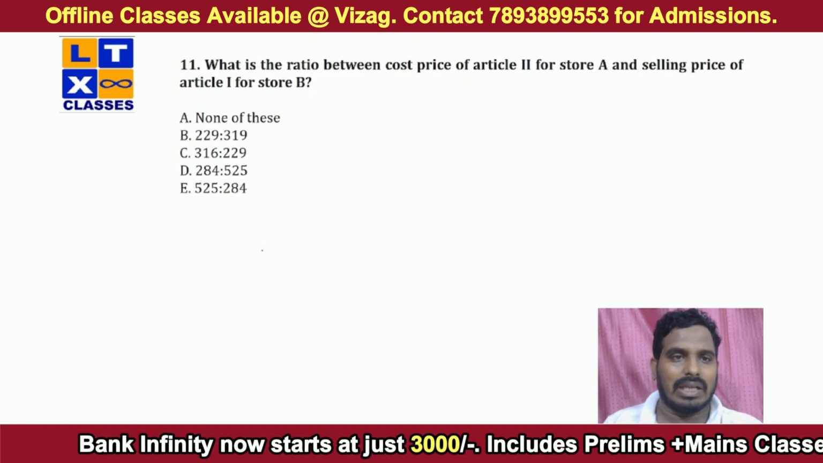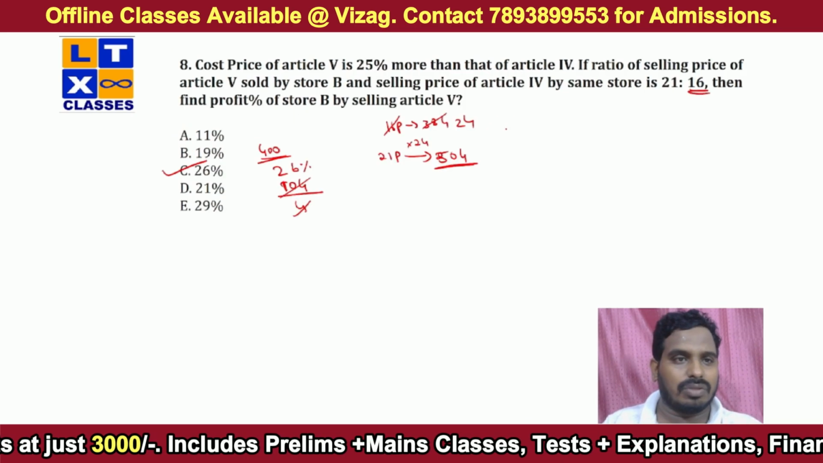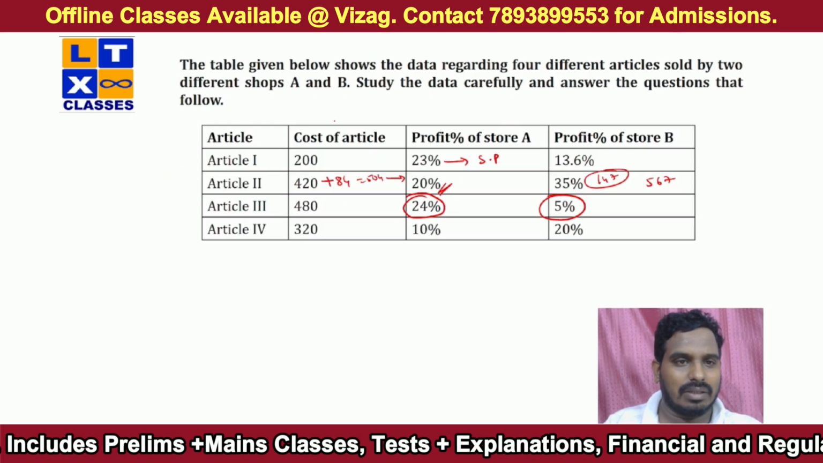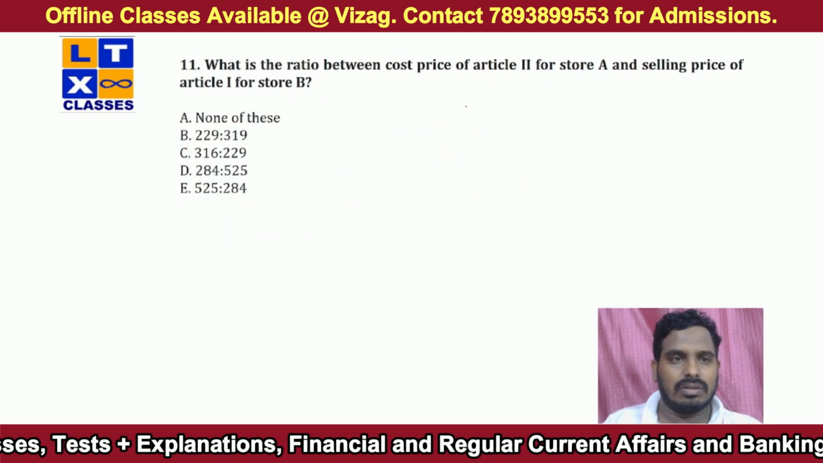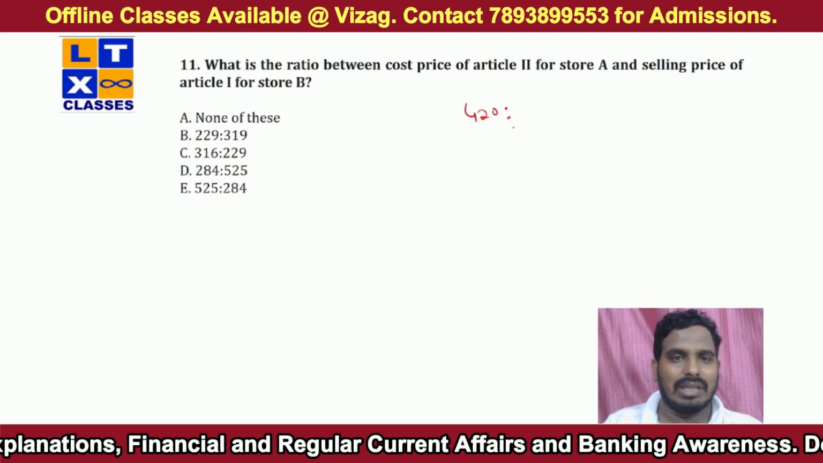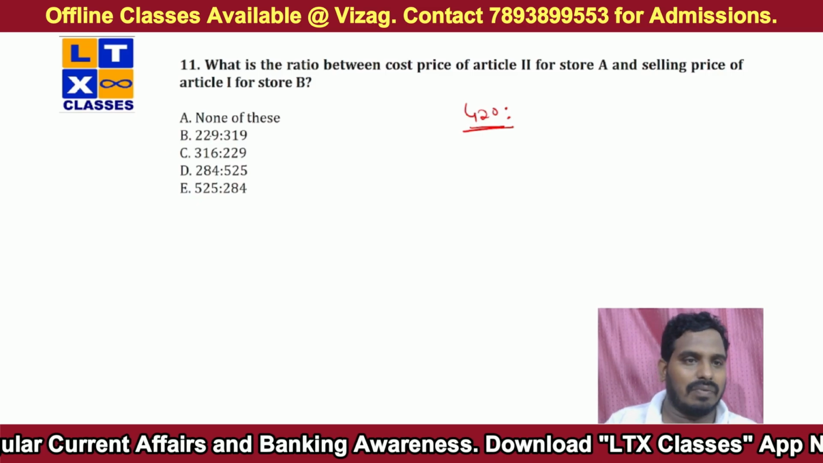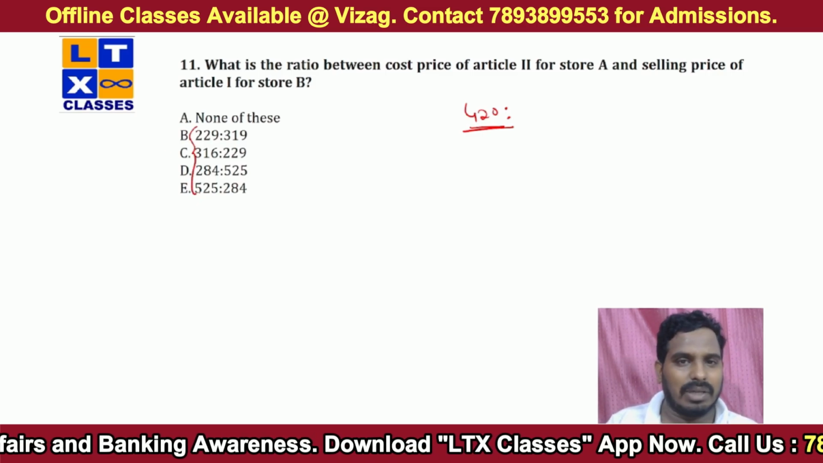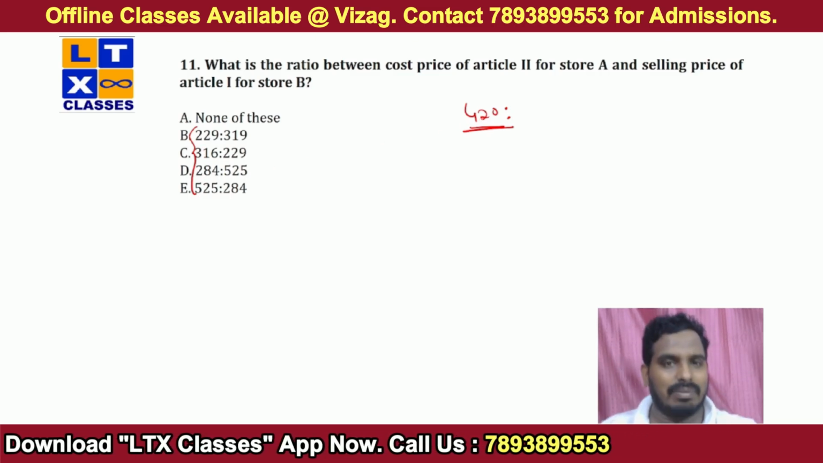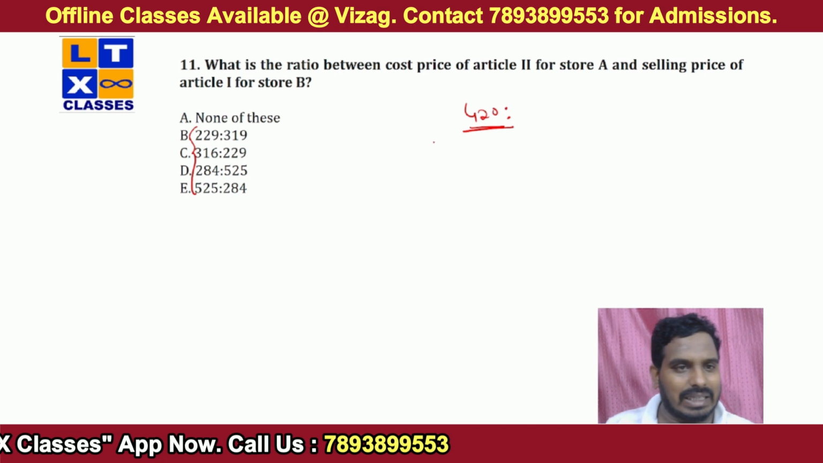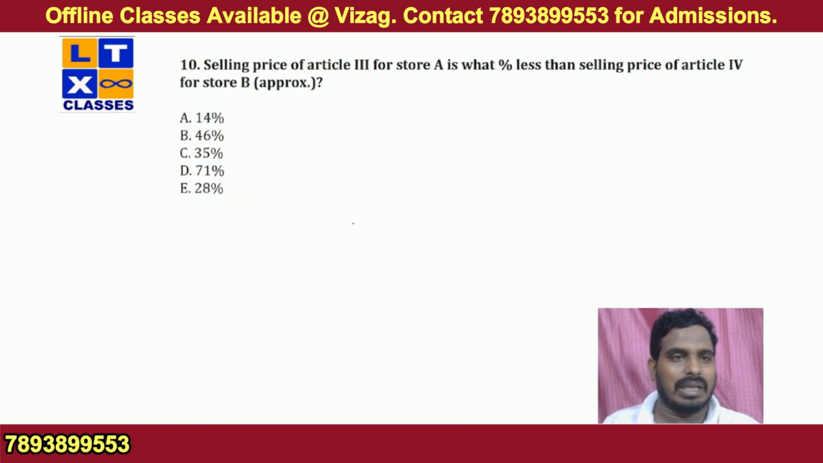Okay. Now the last one. What is the ratio between the cost price of Article 2 for store A? Cost price 2 for store A. 420, right? So 420 is to selling price of Article will be. Now hold on. My ratio starts with 420. Now none of my options have a multiple of 420, right? None of my numbers divide my 420. Exactly. So none of this is my answer.